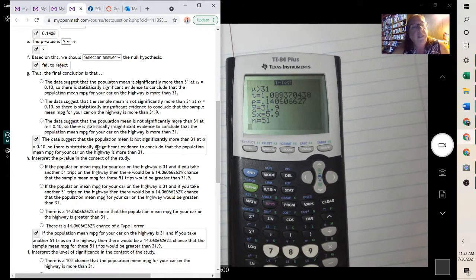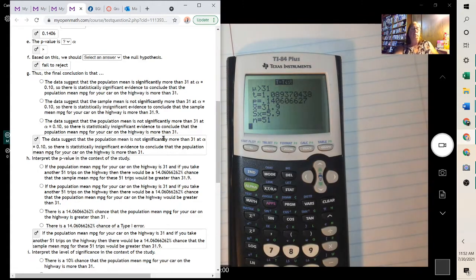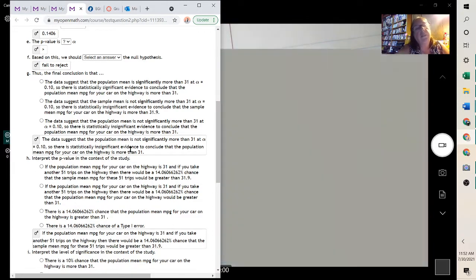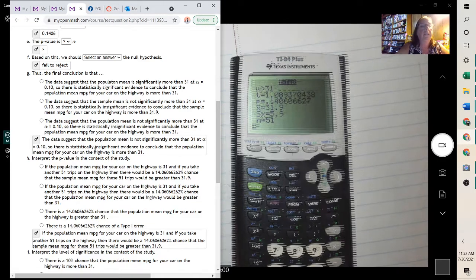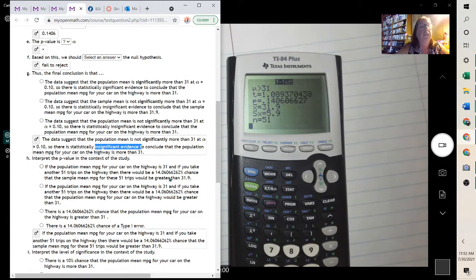It suggests that the population mean is not significantly more than 31. So for fail to reject, you put not significantly more than, or not enough to. Insufficient evidence is another keyword you look for.